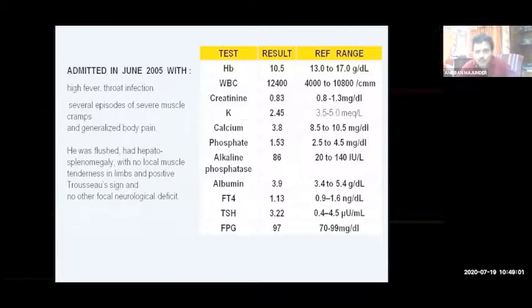So we looked into the lab parameters of this patient, and you can see that the calcium level was very low when he was admitted in 2005, but the alkaline phosphatase was 86, indicating that possibly we are not dealing with vitamin D deficiency, because in case of vitamin D deficiency, as you know, the alkaline phosphatase should go up. But the calcium value is very low, 3.8, and that is a possible reason for this Trousseau sign, the muscle tenderness, the generalized body ache and muscle cramps.